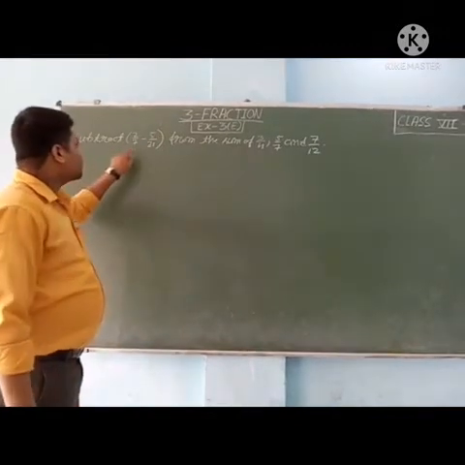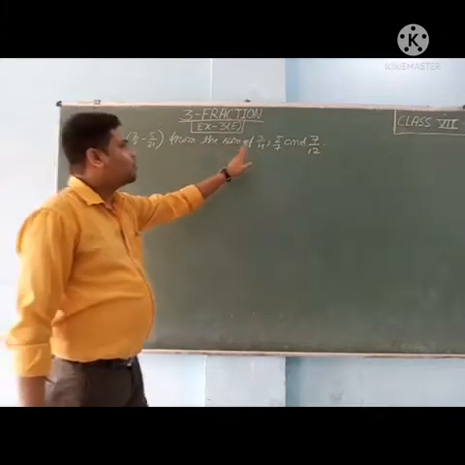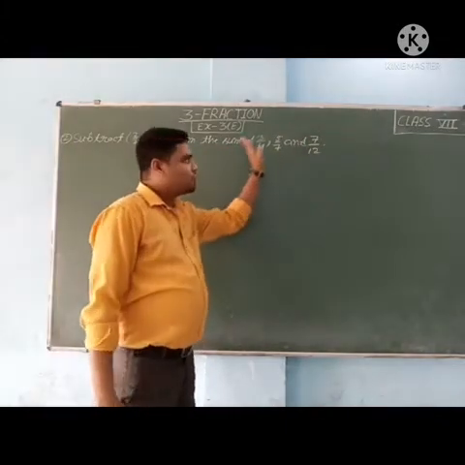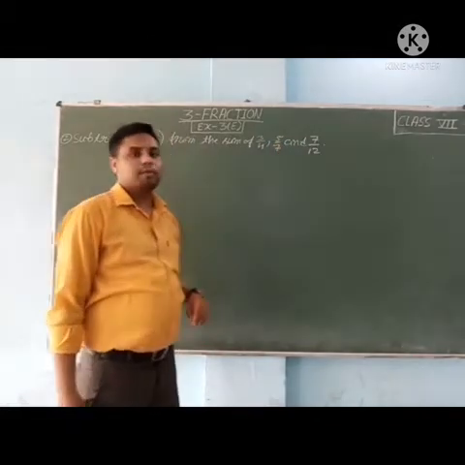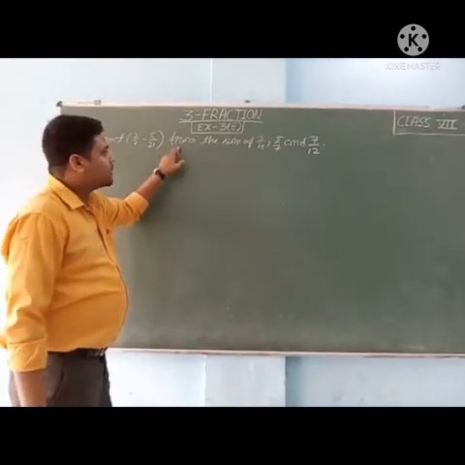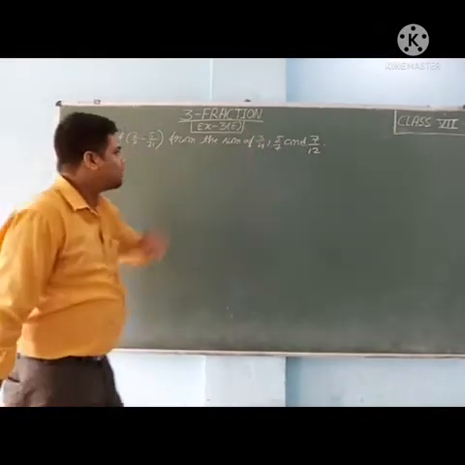Now students, see second one. Subtract 2/7 minus 5/21 from the sum of these three fractions, 3/4, 5/7 and 7/12. From is written here. It means this sum will come first. So write the sum of these.